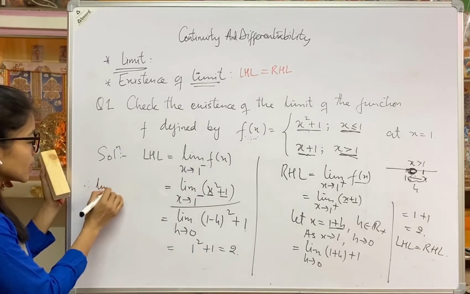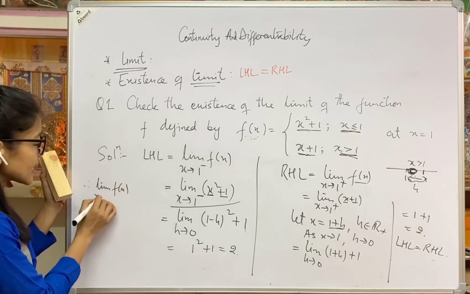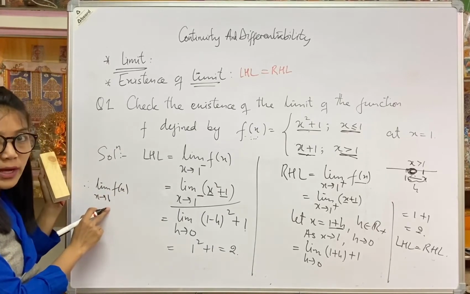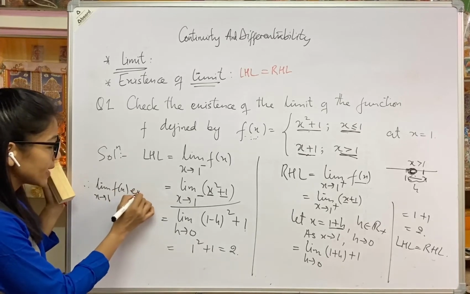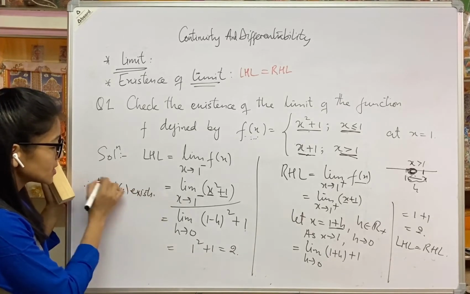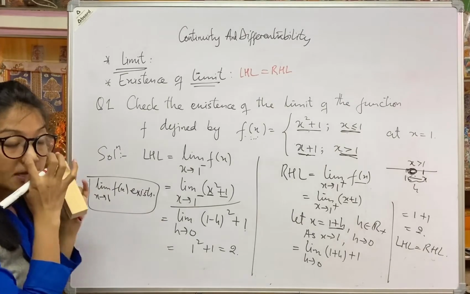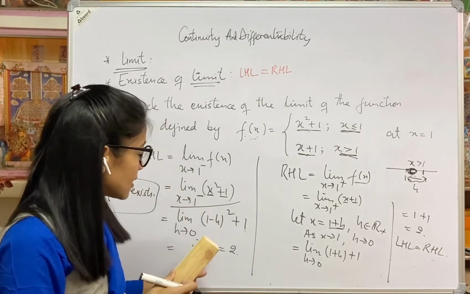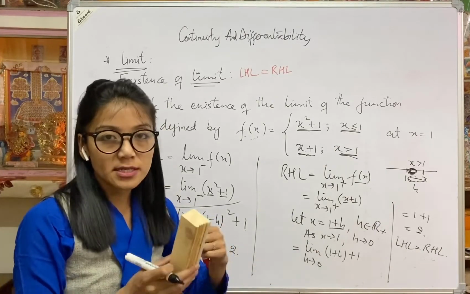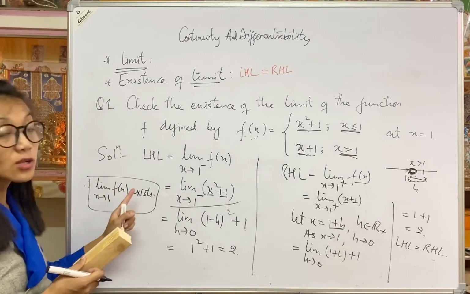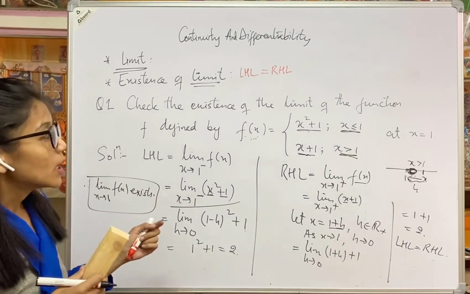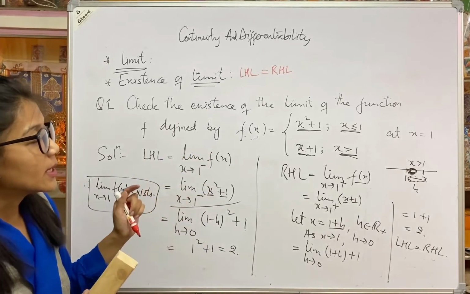Therefore the limit of the function as x tends to 1, you just write 1. So the limit of the function f(x) as x tends to 1 exists. This is how you will conclude. Is that clear? If you are getting different left hand limit and right hand limit, then you will say that the limit of the function as x tends to 1 does not exist. So this is how you will check the existence of the limit of the function.